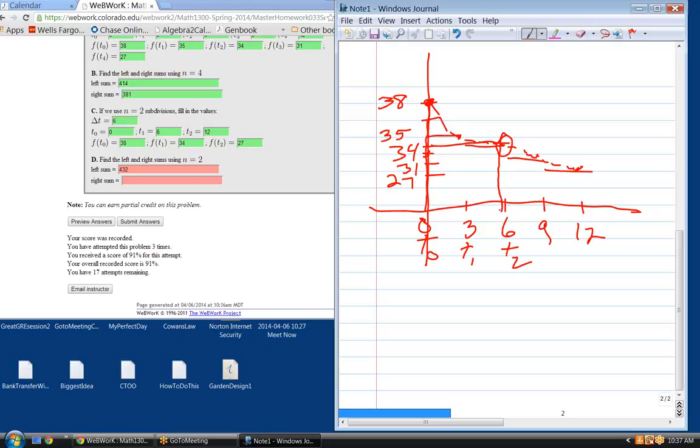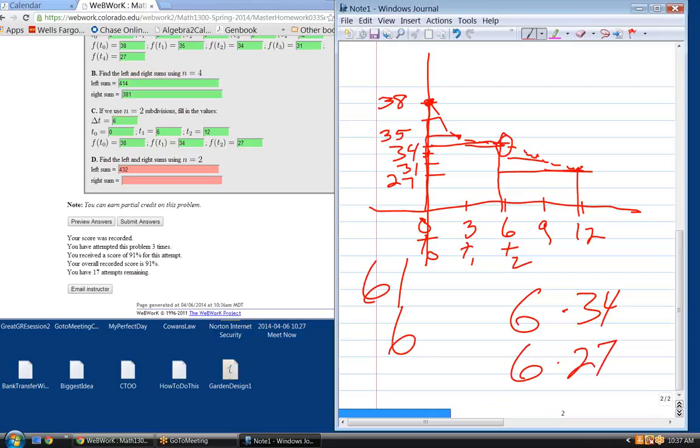Yeah, that's what I meant. Draw the line from 34 to 6, and then the other one goes from 27 to 6. So it's 6 times 34 plus 6 times 27. That's 6 times 61. That's 366.